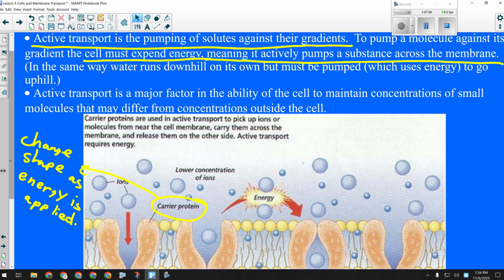All right, so carrier proteins change shape as energy is applied. That's what helps pump the material across. If you're telling me about active transport, I'd better see a little bit in there about carrier proteins and that they change their shape when the energy is applied.